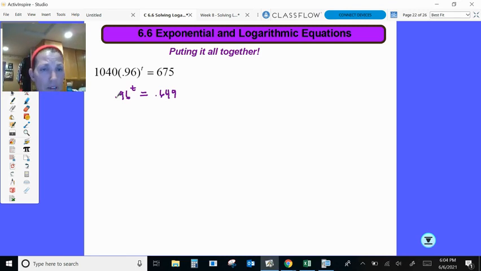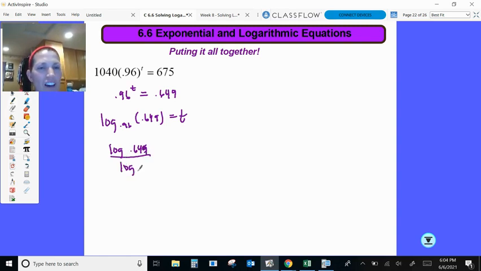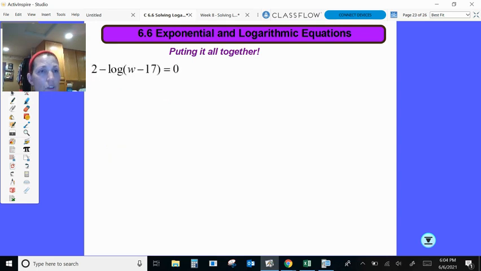Okay. So now we have 0.96 to the t, I'd use a log. So I take a log base 0.96 of 0.649 equals t, and then I could change base right here, right? Log of 0.649 divided by log of 0.96 equals t, and I could calculate that out. I could also up here just take the logarithms of both sides, and it'd end up in the same spot as you would down here.